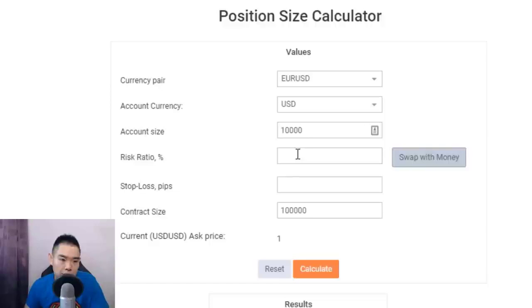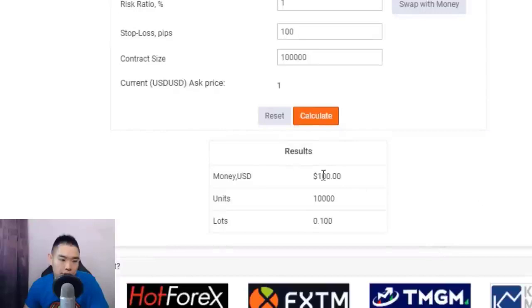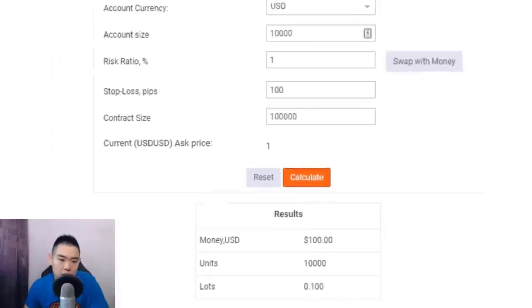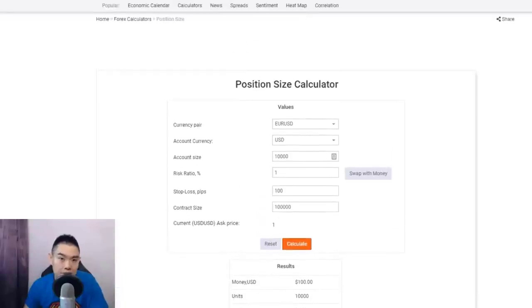But in this case, let's go with the percentage. Let's say 1%. Let's say your stop loss is 100 pips. Put in 100. Contract size, let's leave it at 100,000, which is equal to 1 standard lot. You click calculate, and there you have it, right? It tells you the lots to trade is 0.1, which equals 0.1 standard lot or 1 mini lot. Can you see how fast this is?